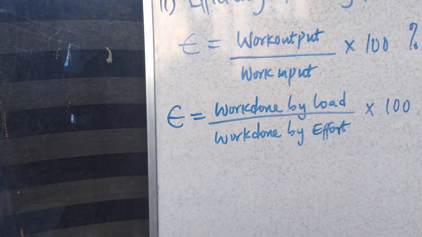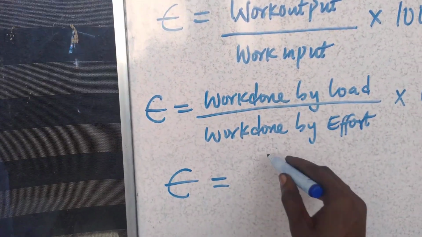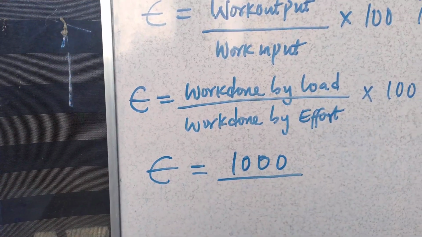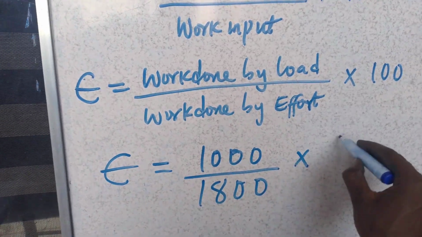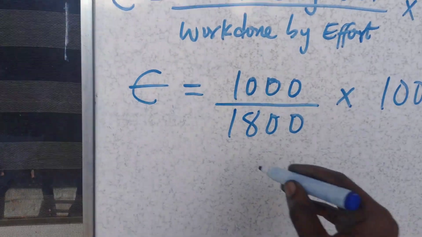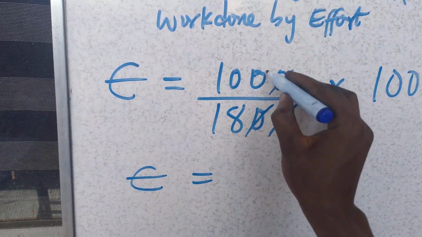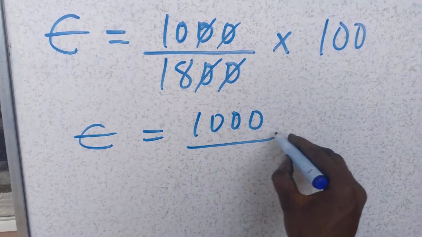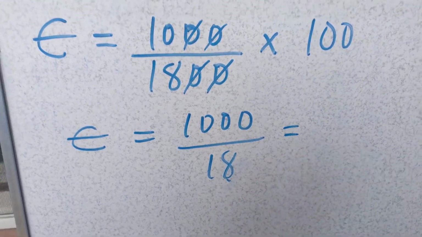Okay, so my efficiency now will be my work output. We had the work output as 1000 joules, then we had the work input as 1800, multiplied by 100. So my efficiency will be equal to this. We cancel this. So 10 times 100 will give me 1000 divided by 18, and that will be my final answer.